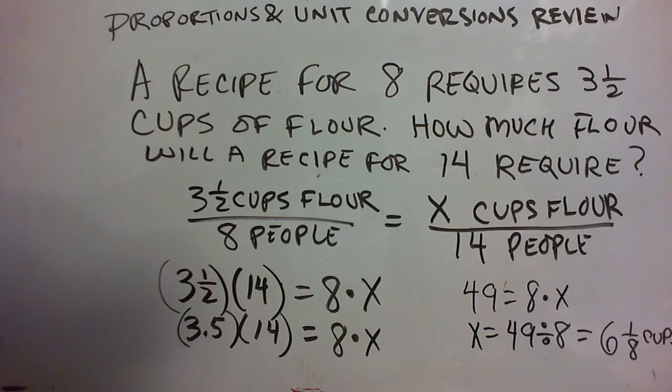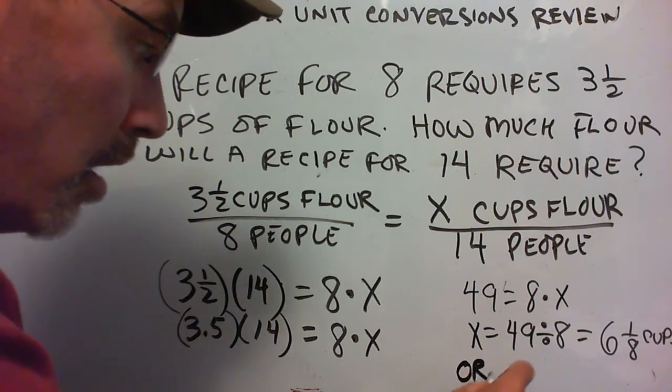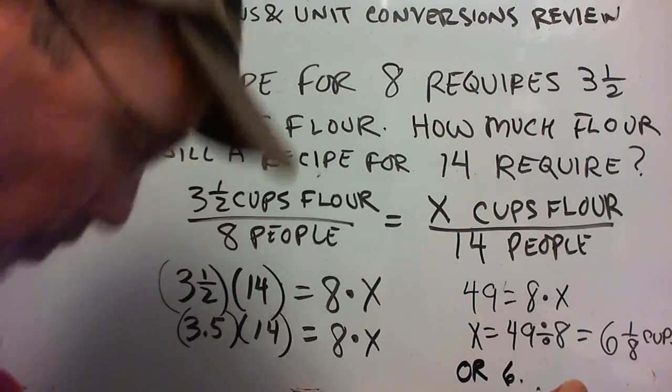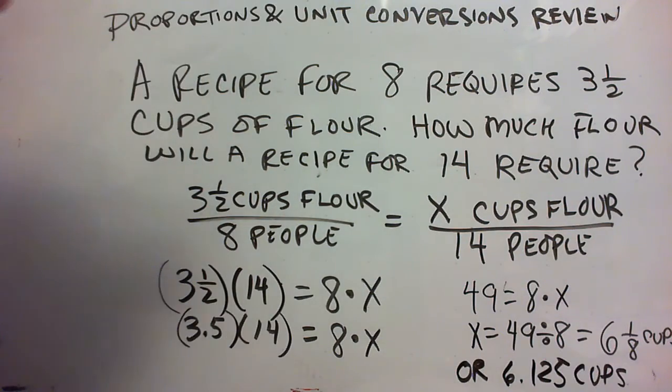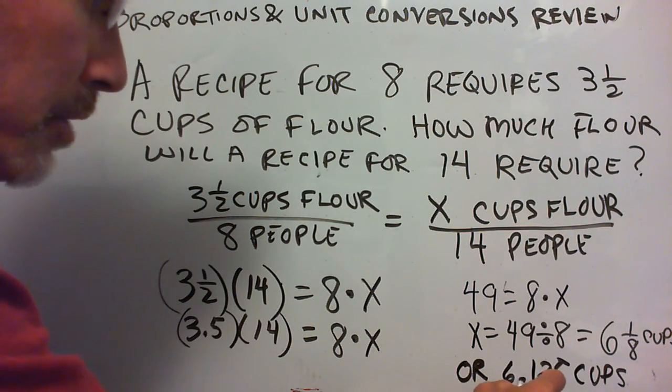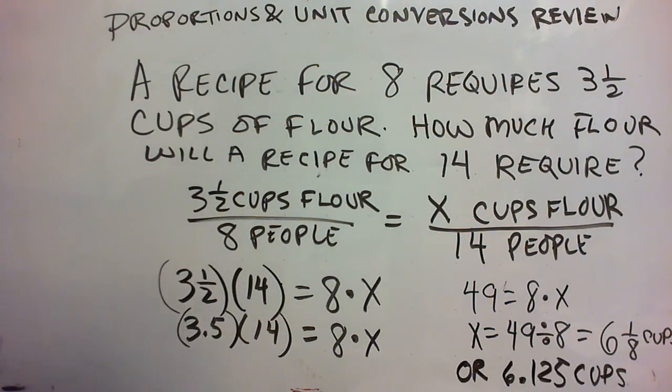And if we did this in decimal form, 6.125 cups of flour. But really, the mixed number is a better answer here. If you're using measuring cups, hopefully you have a measuring cup that measures eighths, but if not, you can kind of estimate. An eighth is half of a fourth.